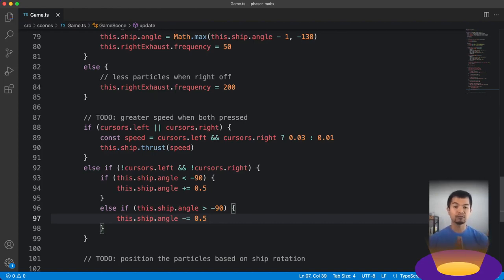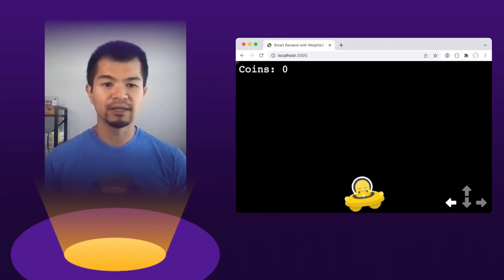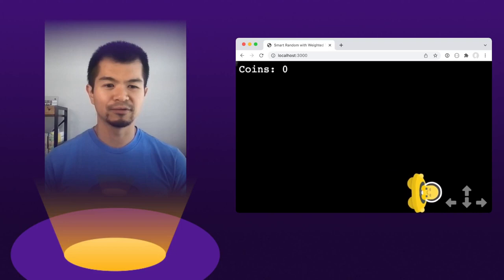All right, let's see what this looks like in our preview. All right, here we go. Let me press left and it's moving. Press right and it's moving. Now look, it rotated itself.